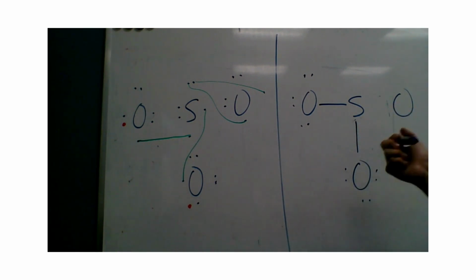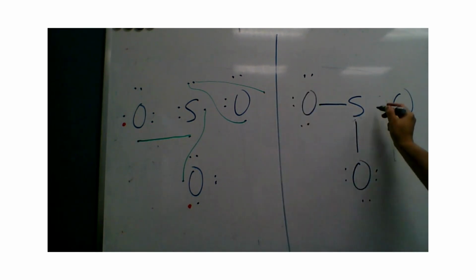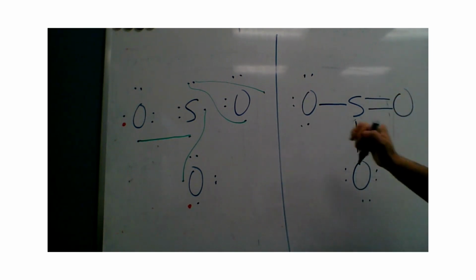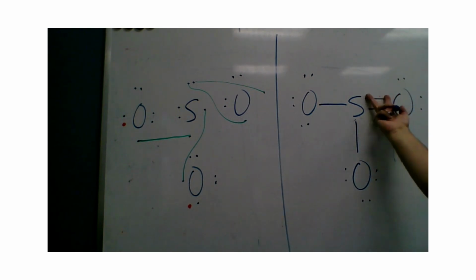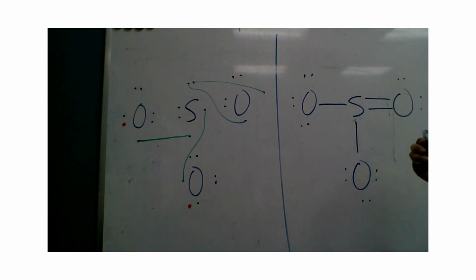Over here, what we had proposed is there's going to be a double. Let's do that double. And then we have 2 pairs off to the side, like that. 2, 4, 6, 8. This guy's happy. We haven't accounted for sulfur. Let's see what's going on with sulfur.